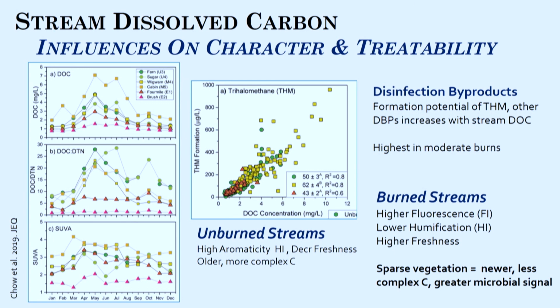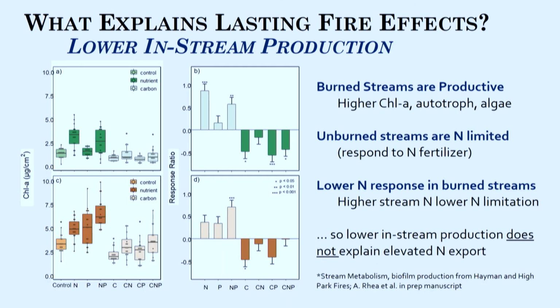Now, we also know from work done by Fernando Rosario Ortiz and other people around the US that when you heat soils or you heat vegetation, it's the moderate temperatures that release the most carbon. So there's kind of a double whammy going on. There are these disinfection byproduct compounds, and there's an increase in carbon in some of these moderate burns. That's relevant to the kinds of fires that are going on.